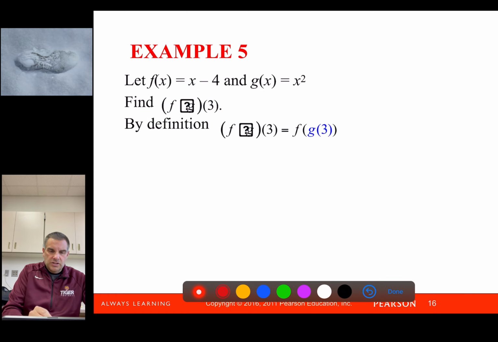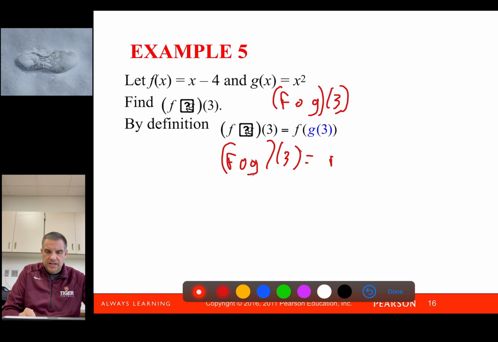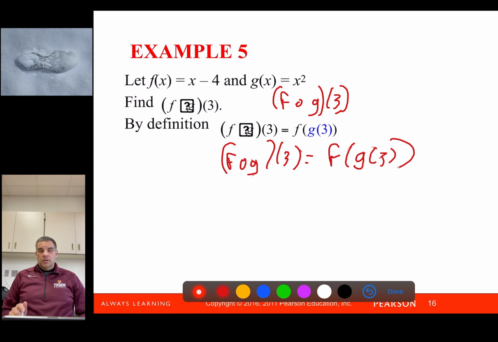So their question was to find, again, rewrite it because of formatting, f of g of 3. So essentially what that means, f of g of 3, is that we're going to find f of g of 3. You always work from the inside out when you're doing composite functions. So we have to evaluate the g function when my x value is 3.